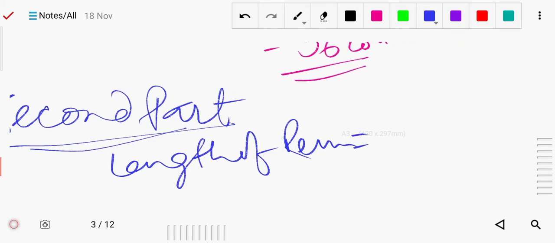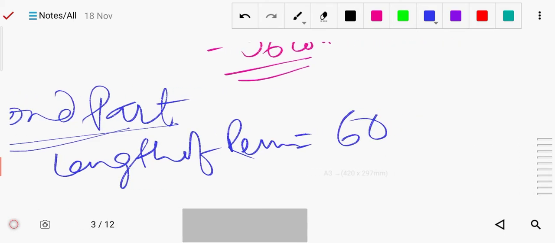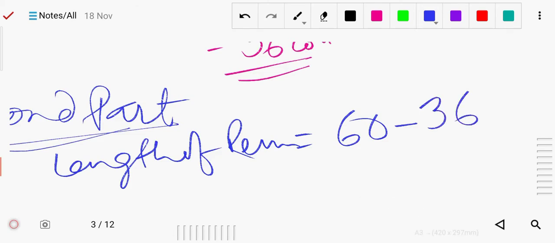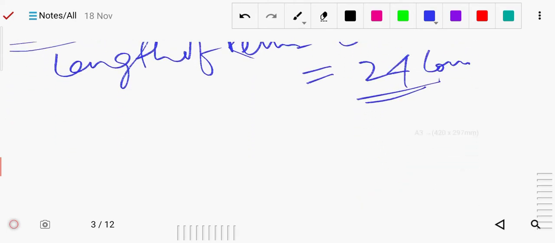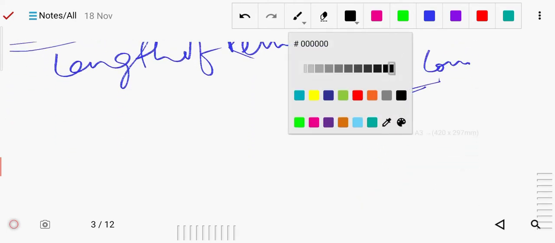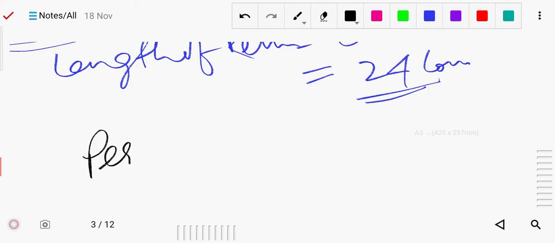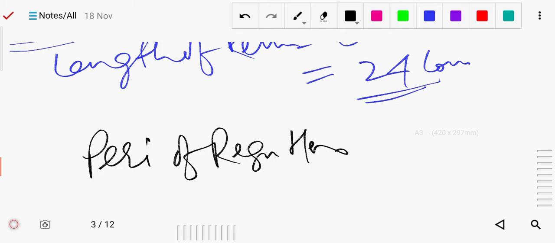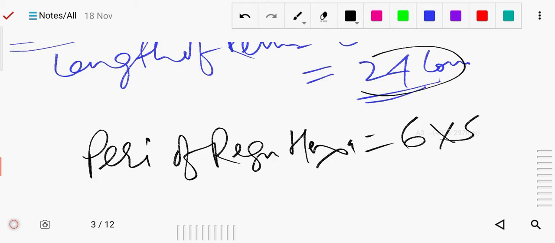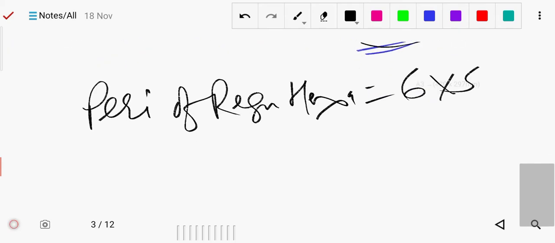So that total was 60, and now 36 was already used. So it will be 24 centimeter. Now this 24 centimeter is bent into the hexagon. So now we will write the perimeter of a regular hexagon, which is 6 into s. Now this 24 is actually nothing but the perimeter of the hexagon.